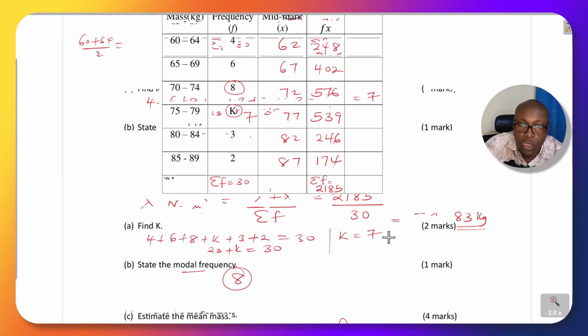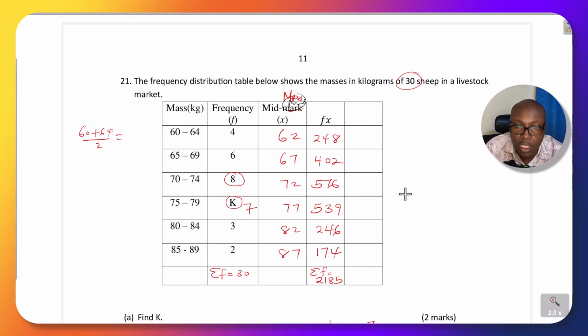So for that, we need to create a column here, the cumulative frequency column, in order to identify the median class. This is how you get the cumulative frequency. From the frequency, the first one is 4. Add 4 plus the next one, which is 6, it will be 10. 10 plus 8 will be 18. 18 plus 7, that will be 25. 25 plus 3, you get 28. 28 plus 2, you get 30. That is the cumulative frequency.